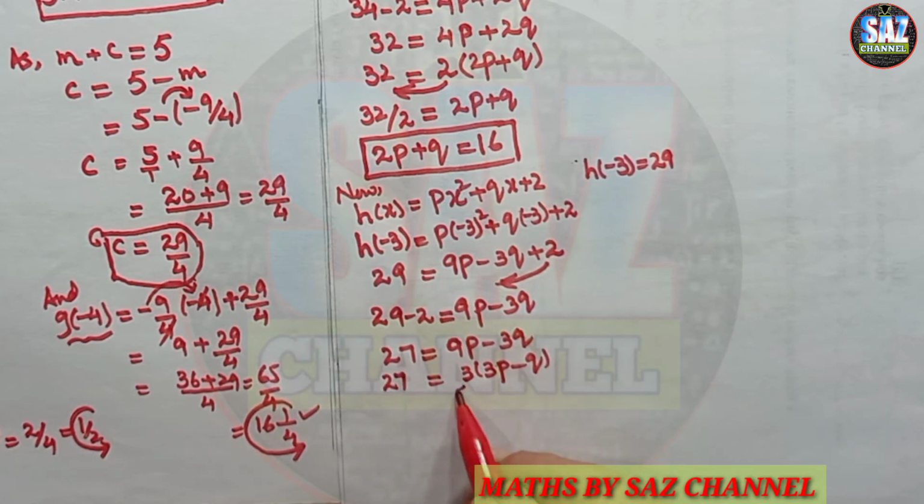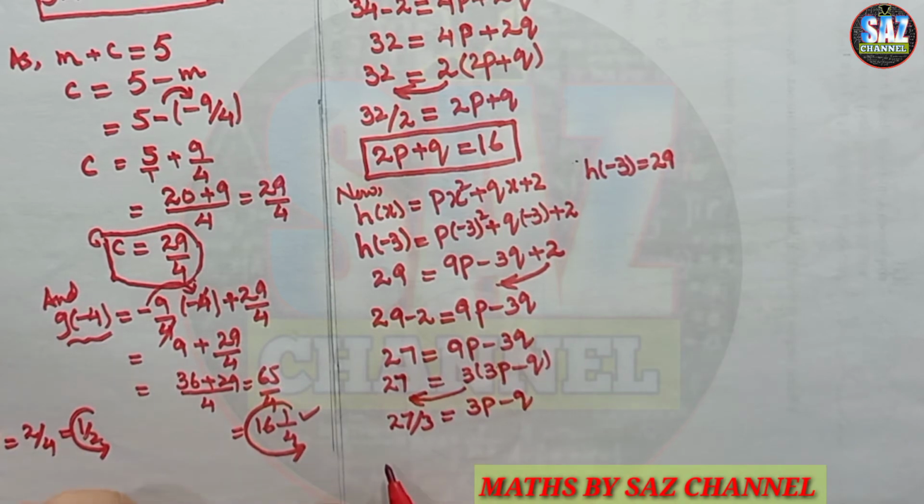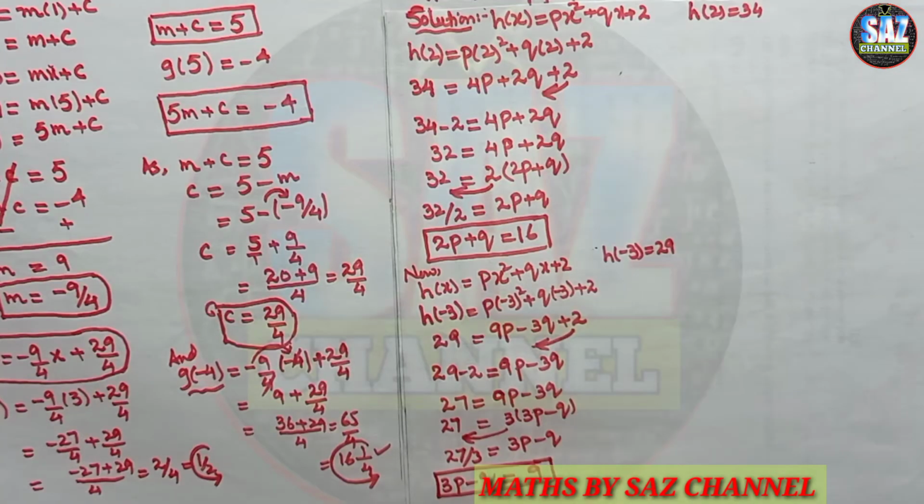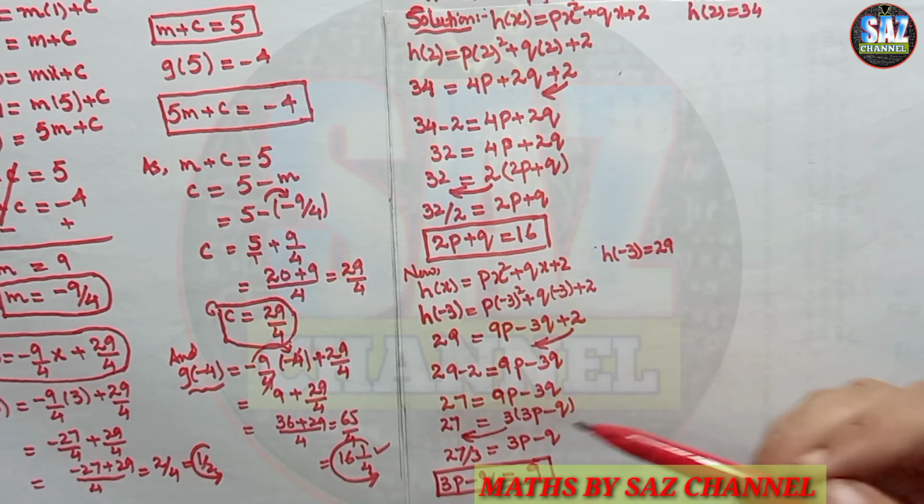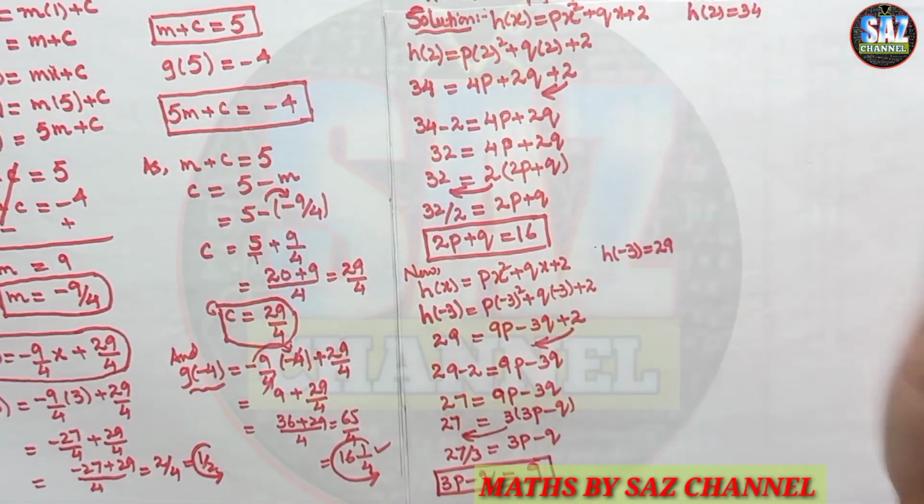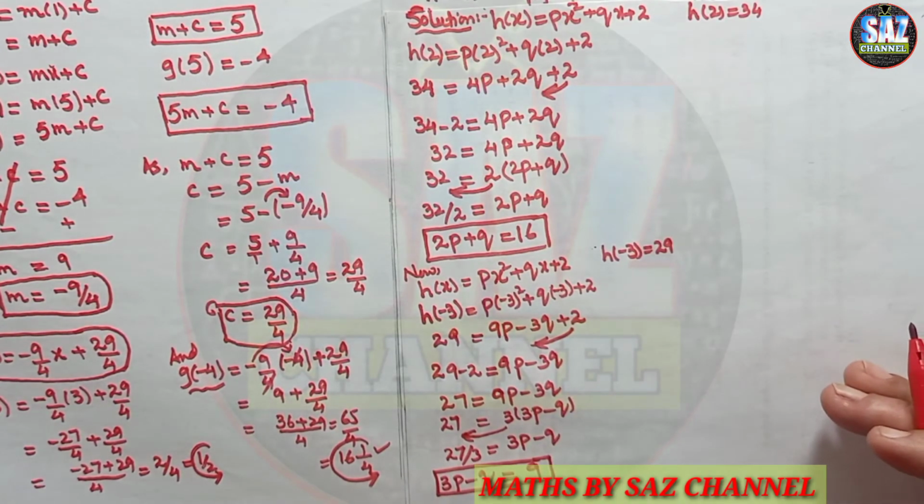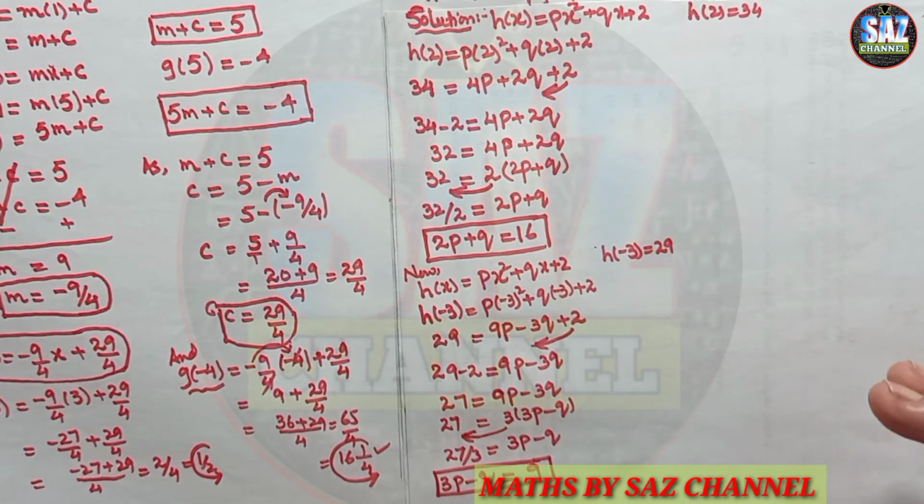Shift 3 to other side and divide 27 by 3. 27 upon 3 equals to 3p minus q, or 3p minus q equals to 9. This is the second equation. Block the equation. Now what I have to do, I have to solve these two equations simultaneously to get values of p and q. For the solution of these equations, you should have the command either on elimination method or substitution method. It's up to you.